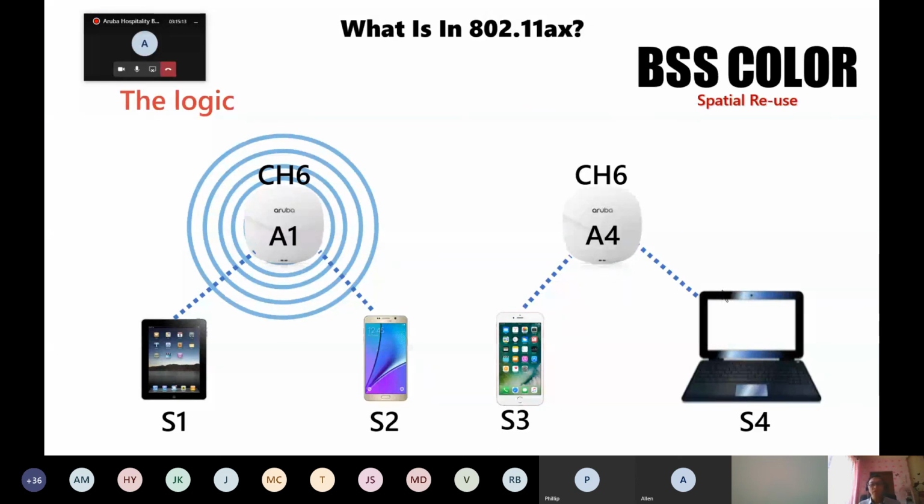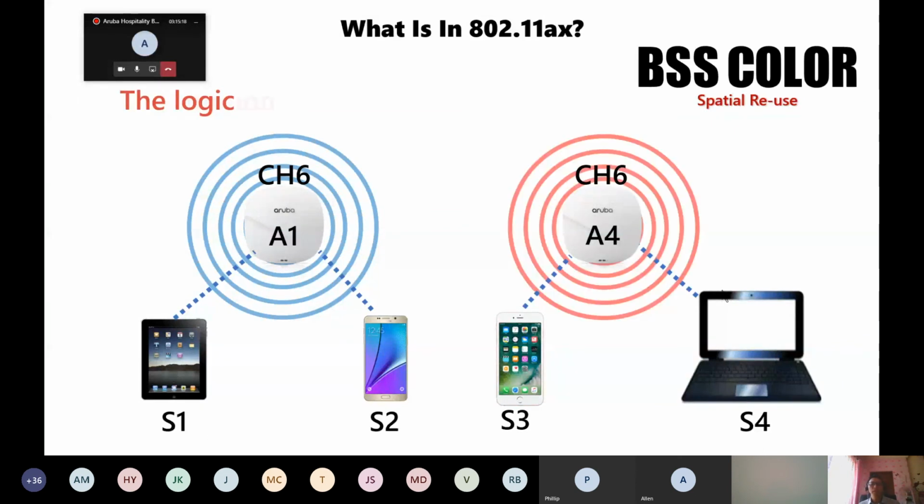So how does Wi-Fi 6 solve it with BSS color? With BSS color, when the AP sends out the signal, it is going to carry a color bit, as we call it. That is going to indicate what cell or what color it is. So A1 would be color bit blue. A4 would be color bit 6.